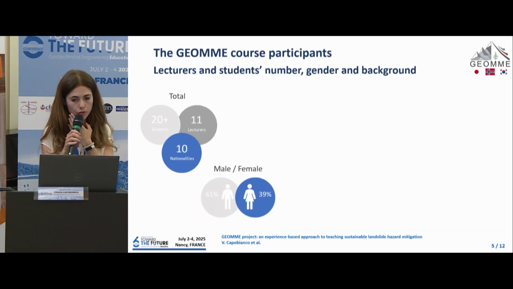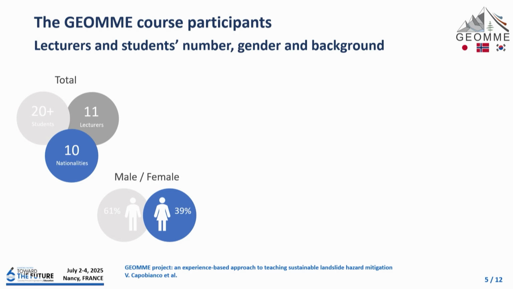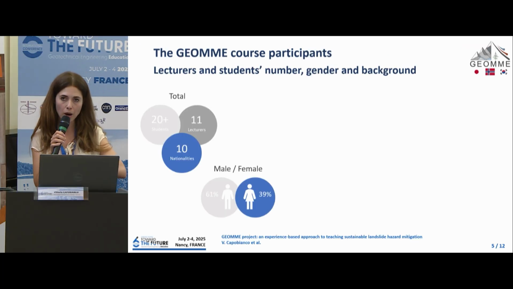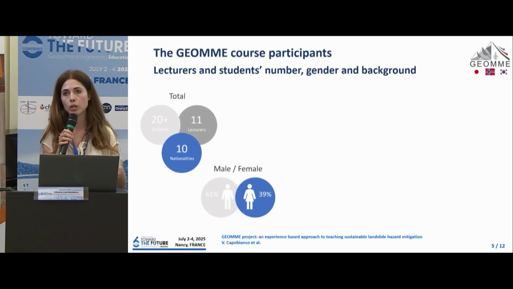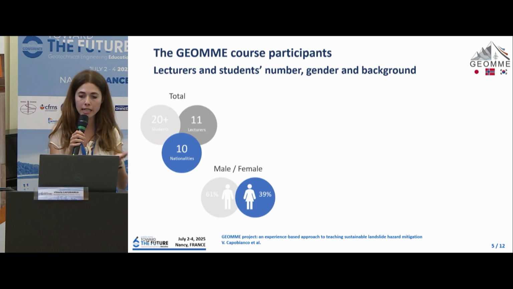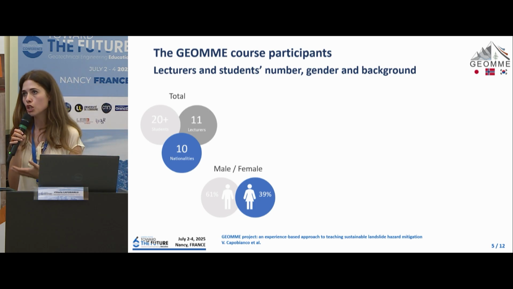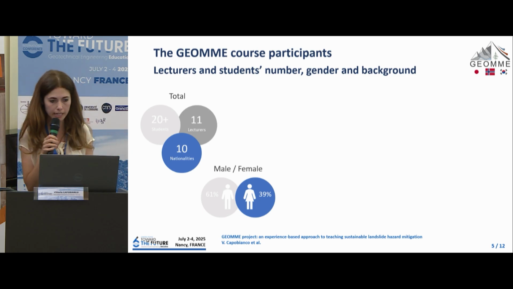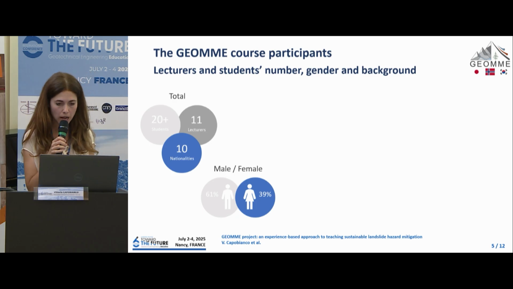Here are some numbers from this year's course, but more or less the numbers were the same in previous years. We have about 20 students. We have an average of 11 lecturers. Most of them are partners of the project, but we also have invited lecturers or speakers. This year was extremely international because we also welcomed students from universities in Italy. And this is the gender balance.